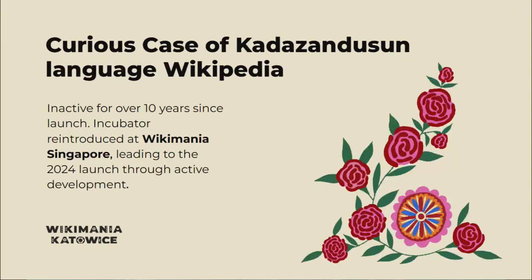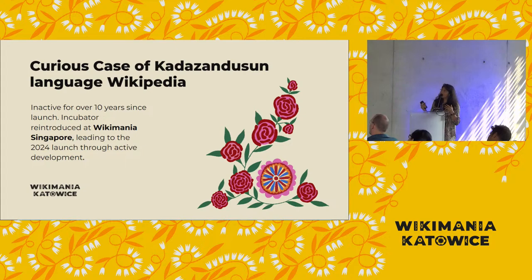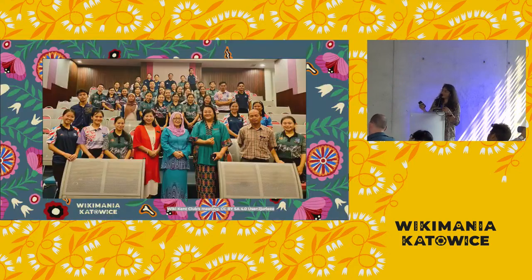So before I talk about the experiment, I just want to share this very interesting story of Kadazan Dusun Language Wikipedia. This is an indigenous language from Malaysia, and apparently they were inactive for over 10 years after they first started an incubator. But then they were reintroduced to the incubator at Wikimania Singapore last year. And since then, they have been organizing a lot of editathons and events. And their community members have been contributing a lot of content. And all these efforts led to the launch of Kadazan Dusun Language Wikipedia this year. So I think this is a moment of joy for all of us.